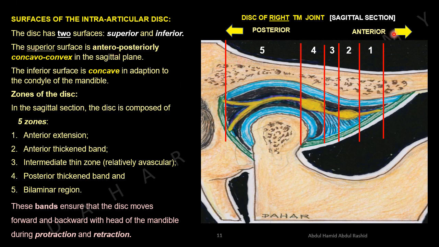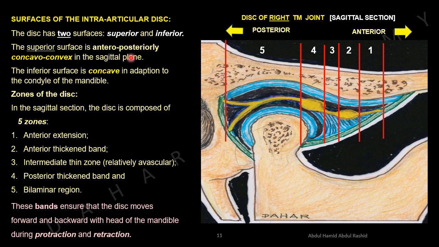When you cut a sagittal section and see very carefully, from anterior to posterior, the superior surface is concavo-convex. The inferior surface is concave here in adaptation to the condyle of the mandible. If you see very carefully, the intra-articular disc has two areas a little bit thickened called bands, anterior and posterior bands.